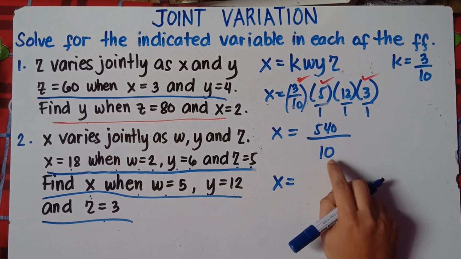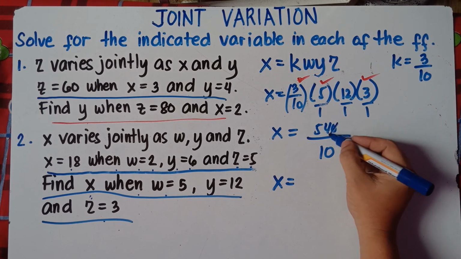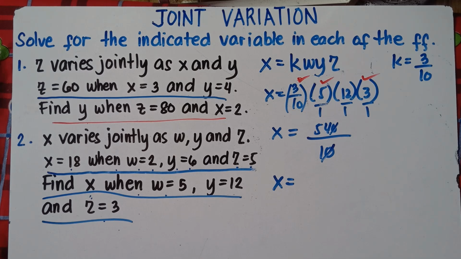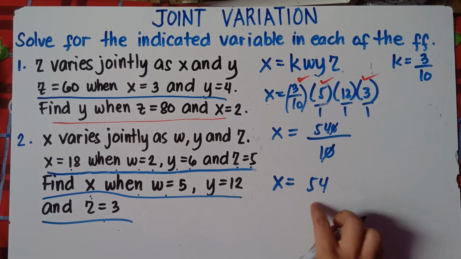And if you're dividing by 10, just simply cancel the 0. So 540 divided by 10, that would be 54. Or 54 divided by 1, that is 54.